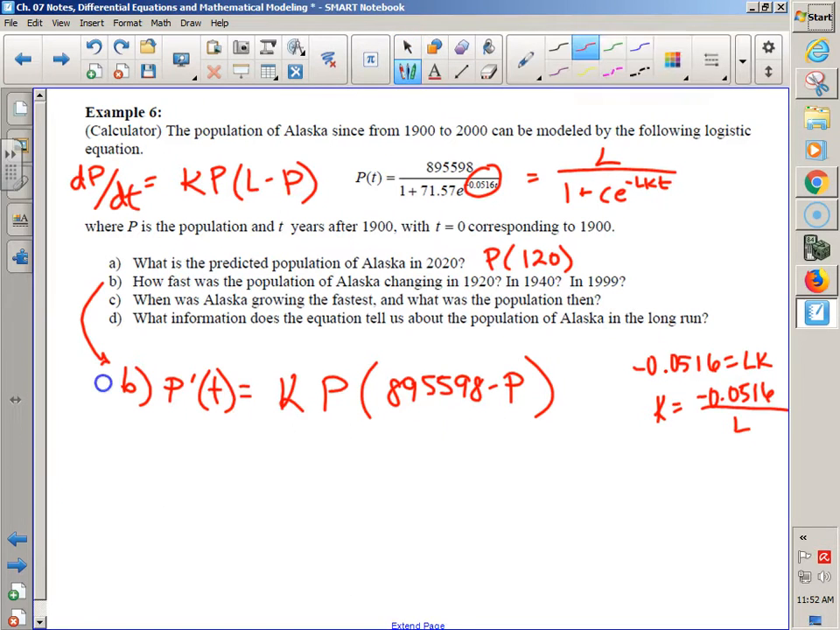What's it being asked there? Maximum derivative, right? Growing the fastest. That's not the highest population. That's growing the fastest. The highest population is this guy, right? Yeah, you're going to have to set this guy equal to half of 895,598. But once you get that number, can't you set it equal to and then solve?